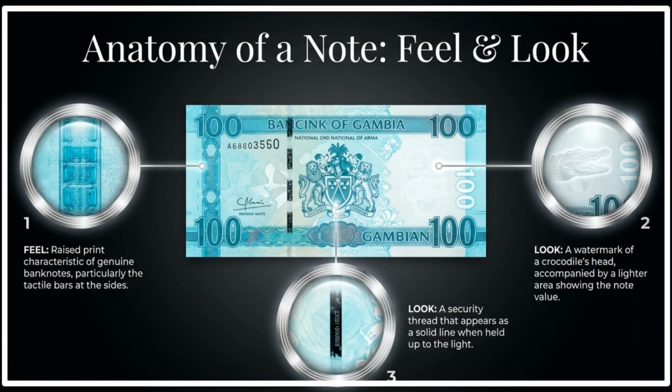The anatomy of a note involves security features you can feel and look for. Feel includes the raised print, especially the tactile bars. Look features a security thread that appears as a solid line when held to the light, and a watermark of a crocodile's head.